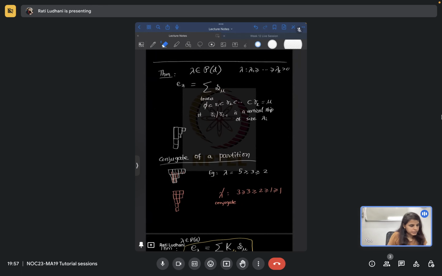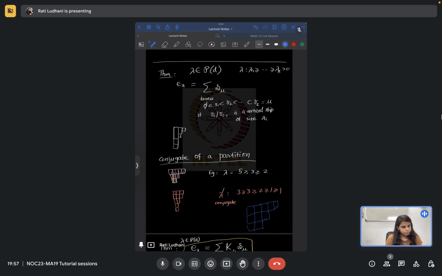So if lambda is 532, for example, when you do this... oh sorry, this is 532. So 5 boxes in the first row, 3 boxes in the next one, and 2 boxes here. So you have this, right?